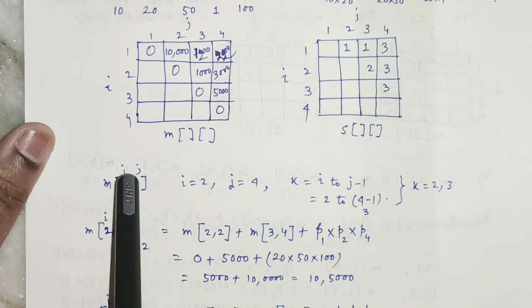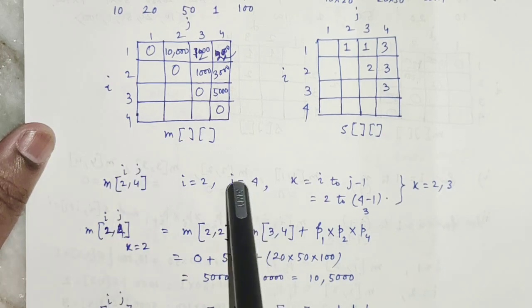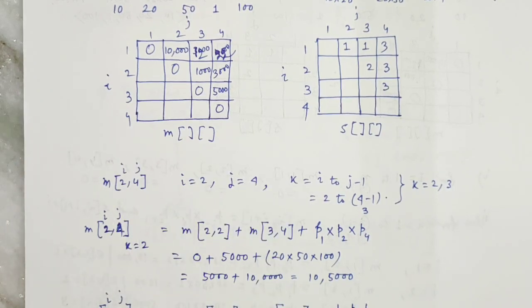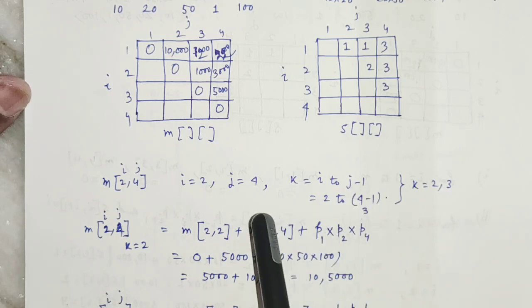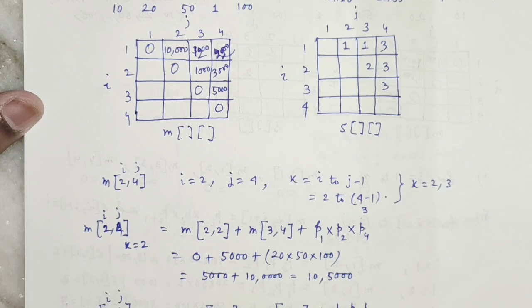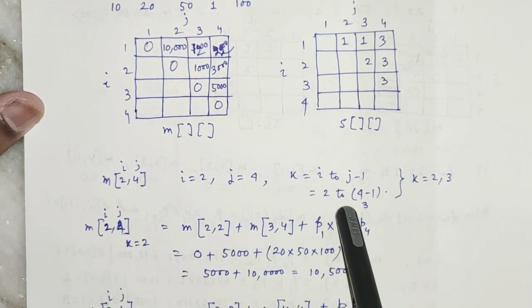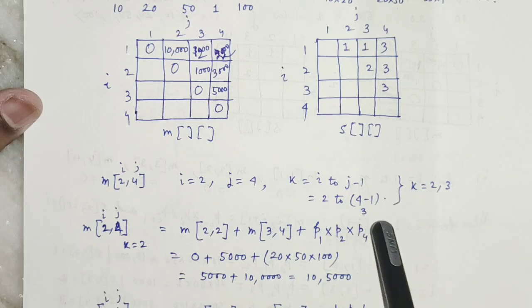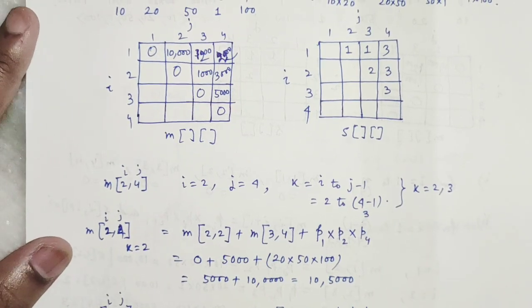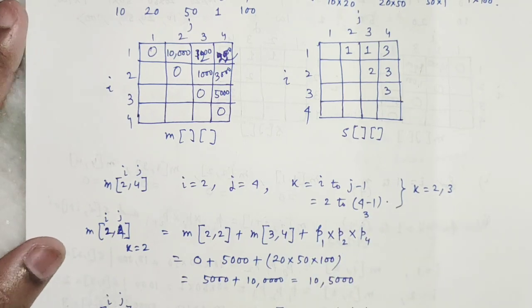So m of 2 4 means i equals 2, j equals 4. Now first of all, calculate k. k will range from i to j minus 1. As i is 2 and j is 4, k starts from 2 and repeats up to 4 minus 1, that is 3. So 2 to 3 is the range of k. There are two values, one is 2 and the second one is 3.